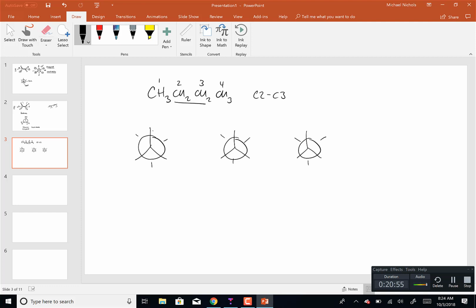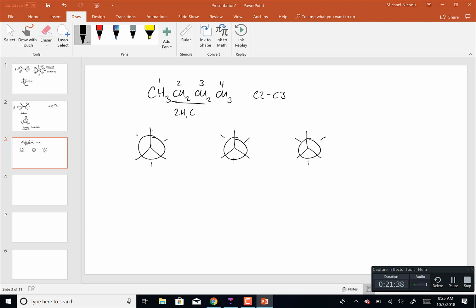Okay, so now I've got a problem. So I have to figure out what's attached to the front carbon. Remember, the front carbon is carbon 2. So what's attached to that front carbon? What's attached to carbon 2? What 3 groups? A methyl group and 2 hydrogens. Now, carbon 3 is also attached to carbon 2, but in this structure, carbon 3 is the big circle. So I don't have to include it. So what I have attached to carbon 2 is 2 H's and a C.